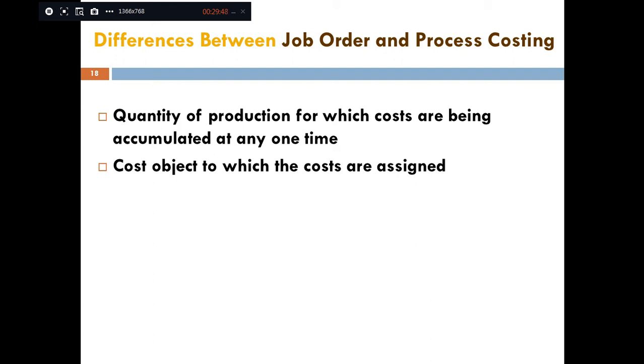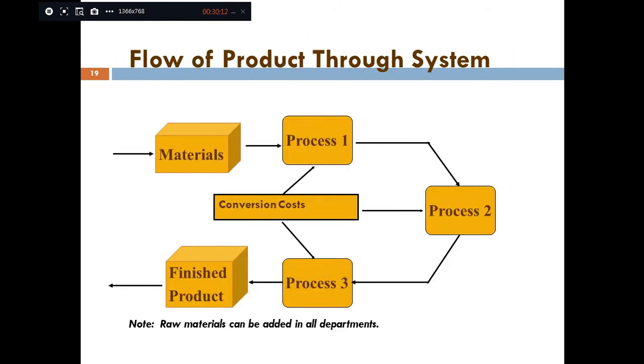Now the difference between the two is the quantity of production for which costs are being accumulated at any one time. The cost object to which the costs are assigned is known as a job for job costing. They call it the process costing system, which is process or activity. Flow of product through process, process costing line.